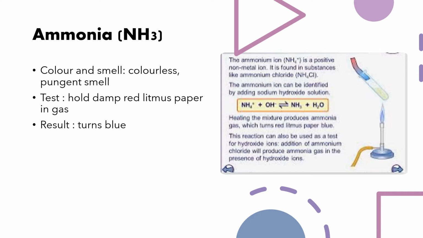Ammonia, NH3. Color and smell: colorless, pungent smell. We test the presence of ammonia using red litmus paper. The result is that the red litmus paper turns blue.